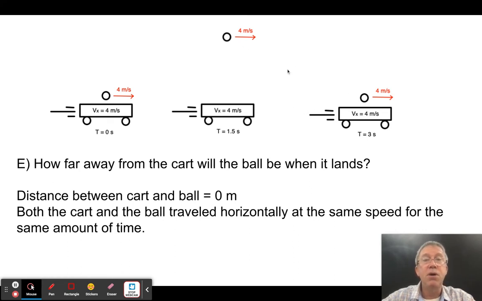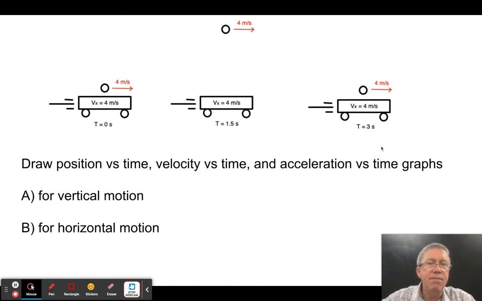So since both the ball and the cart are traveling horizontally at 4 meters per second, they're both going to travel 12 meters in those 3 seconds, and it will land right back on the cart. What if I ask you to draw position versus time, velocity, and acceleration graphs for both of these? Let's just try this here, okay?